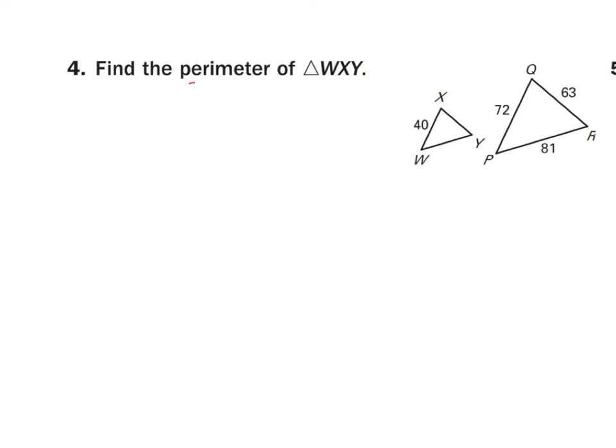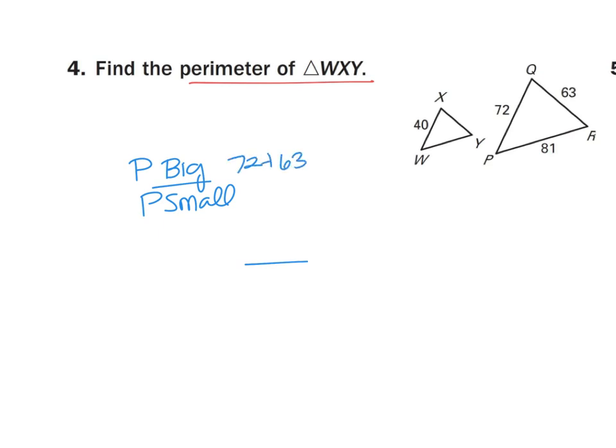So find the perimeter of WXY. So that's the little triangle. So let's set this up as the perimeter of the big over the perimeter of the small. Okay, so let's do big over small. So what's the perimeter of the big? That would be 72 plus 63 plus 81. You betcha I'm going to put that in the calculator so I don't have to think too hard. 72 plus 63 plus 81 is 216.